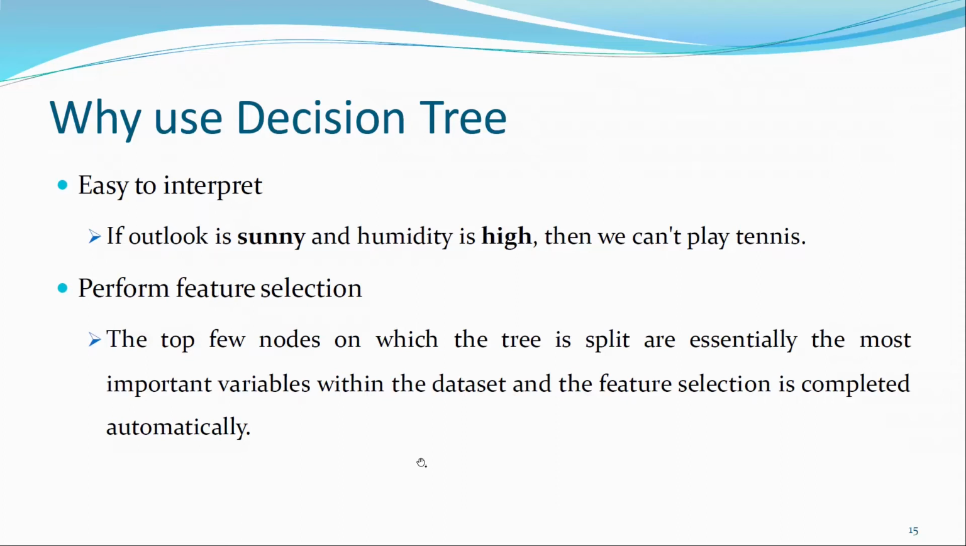The second one is that it performs feature selection. The top few nodes on which the tree is split are essentially the most important variables within the dataset, and the feature selection is completed automatically. Now let's talk about the disadvantages of the decision tree.